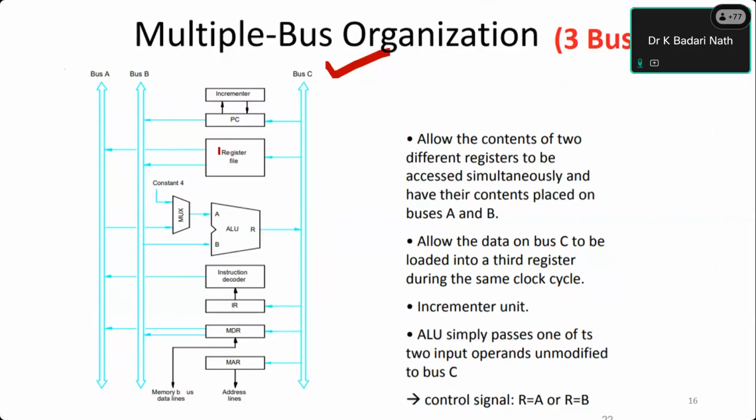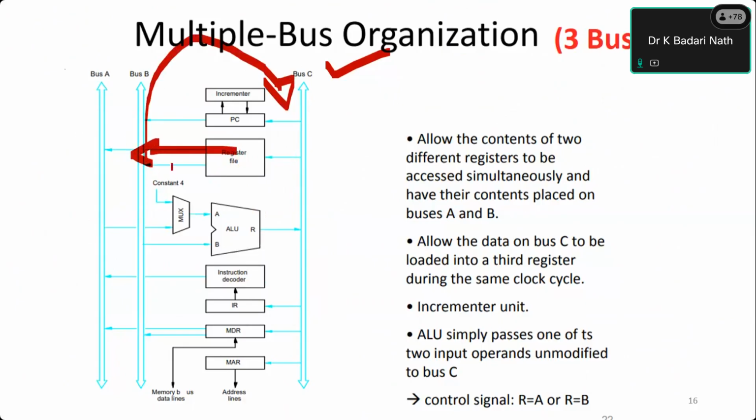Since R1 is connected to bus A, this is connected to bus B, and this is bus C, there is no way to move the data from one register to another. Look at that, because bus A is not connected to bus C, and bus B is not connected to bus C anywhere. Even though you can bring the contents of one register and place it on bus B, what is the way to get this data onto another bus? How do you get it? There is no connection here.